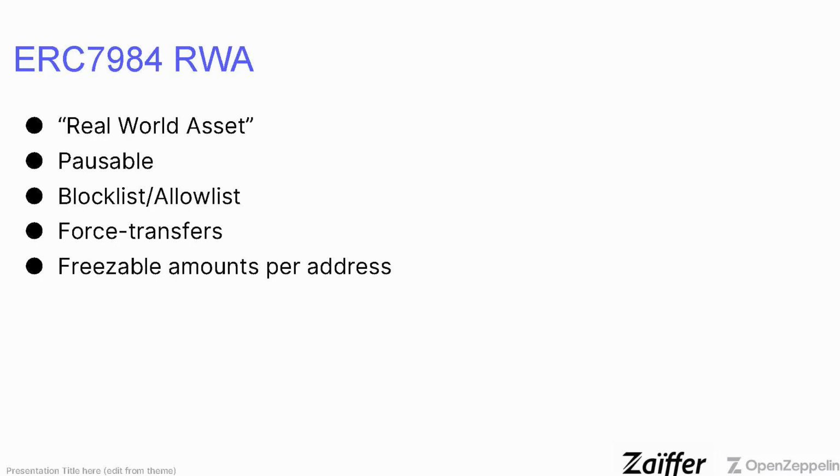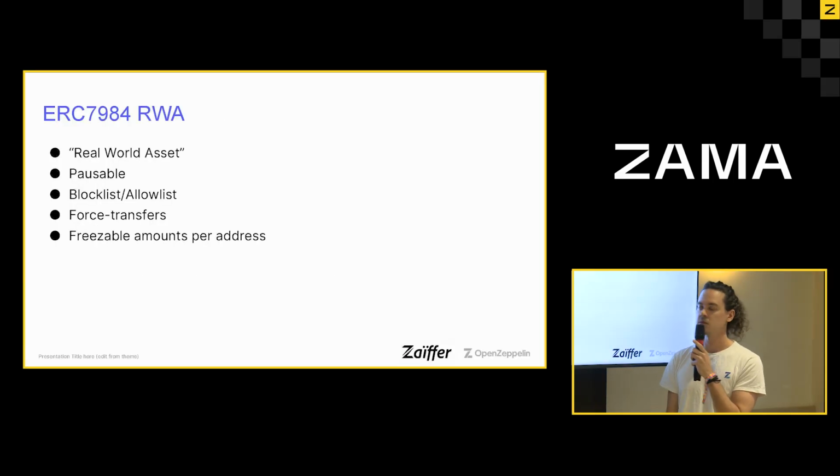And then we have ERC-7984 RWA, which is for real-world assets. It just combines a lot of helpful features for use with real-world assets. For example, it is pausable by an admin, so you can pause all transfers. Of course, there's minting and burning capabilities also from the admin. There's a block list or allow list functionality, which allows you to block or allow certain users for KYC compliance purposes. There are forced transfers.